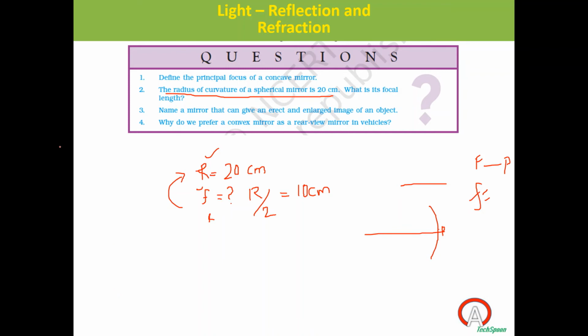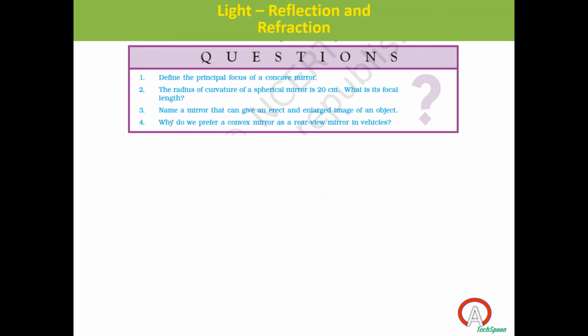Then third question. Name a mirror that can give an erect and enlarged image of an object. Name a mirror that can give an erect and enlarged image of an object. Think and find out the answer. I will ask the question: name a mirror that can give an erect and enlarged image of an object.